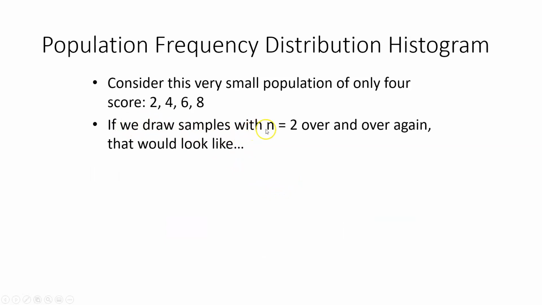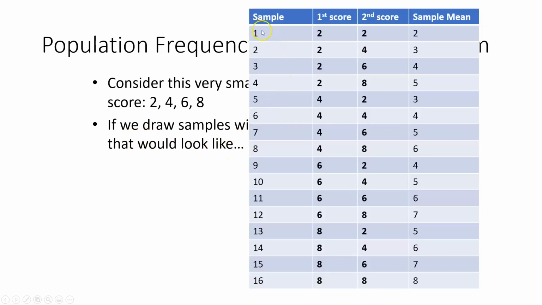If we were to draw samples with an n of 2, just very small samples, over and over again, it would look something like this. Remember, this is random sampling, called independent random sampling, which means that we're replacing the scores after every draw. So in the first sample, we might draw the 2, replace it, and draw the 2 again. So the first score would be 2, and the second score would be 2. If we computed the average of those two, it would be 2. The second sample might be if we draw the 2, replace it, and then draw the 4. We could have 2 and 4, the average of which is 3.